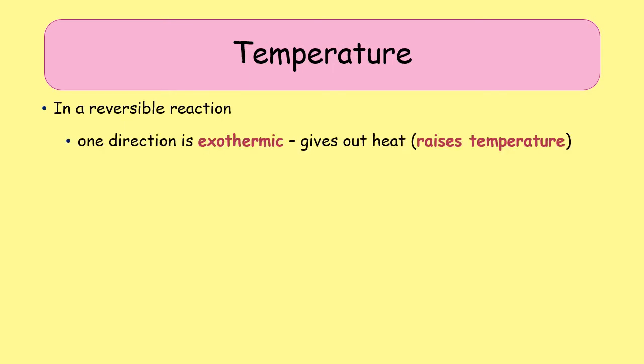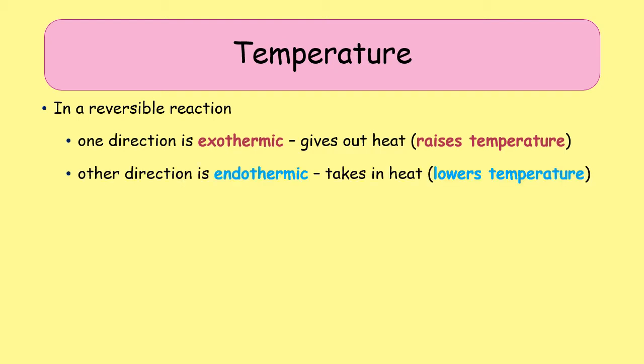In a reversible reaction, one direction is exothermic. That reaction gives out heat and will raise the temperature of the system. The opposite direction is endothermic and takes in heat, which will lower the temperature of the reaction. At equilibrium, they're balancing each other out and the temperature doesn't change at all. One direction, exothermic, raises the temperature of the system by giving out heat, and the other direction is endothermic and lowers the temperature. Each direction is always equal but opposite.